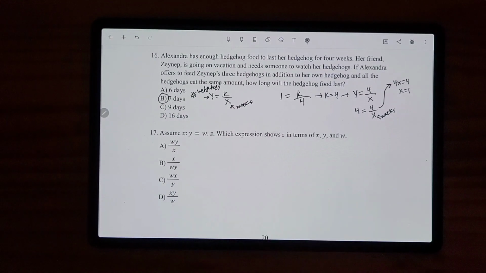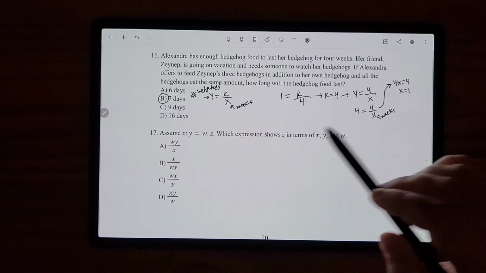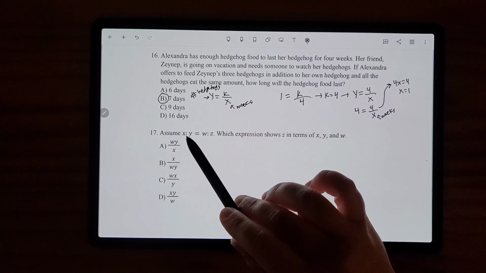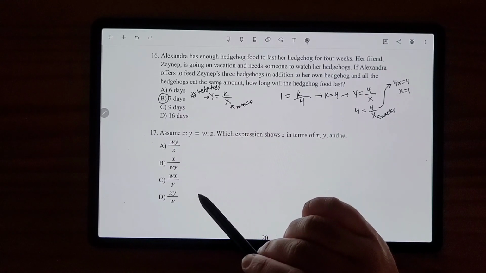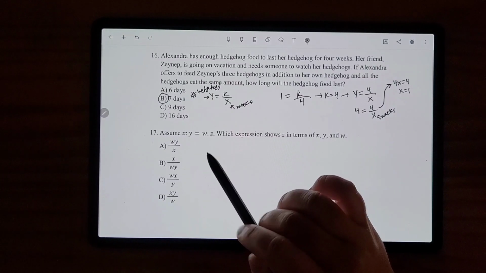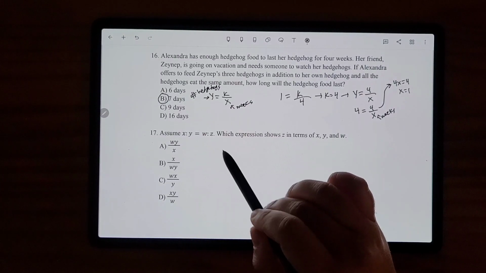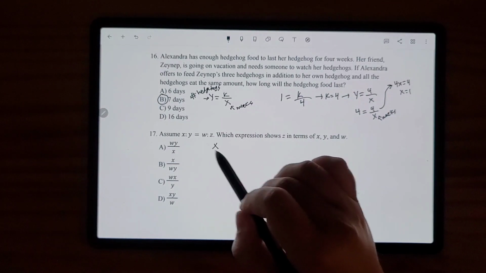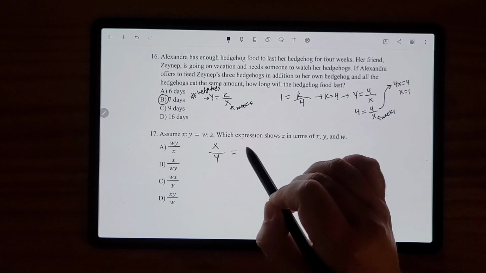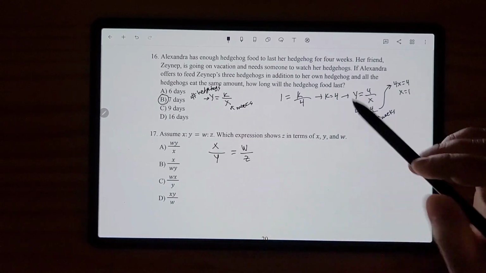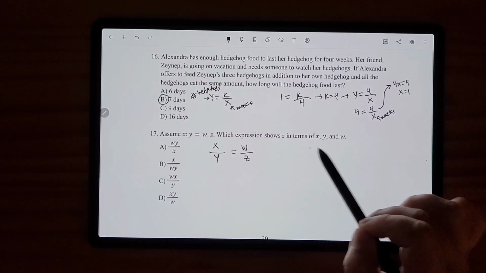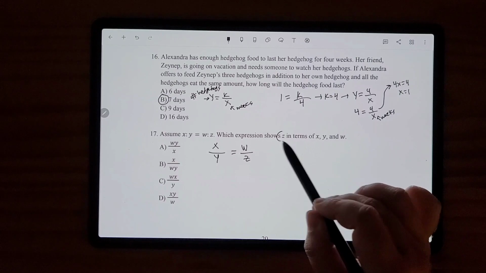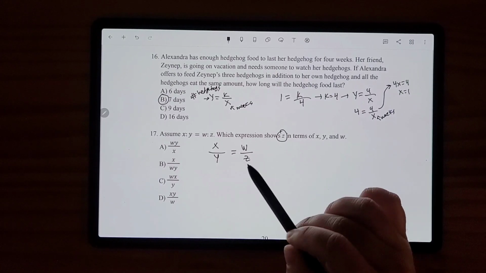Now, the easiest way to think about ratios, especially in this context, is those 2 little dots, the ratio dots, are the same thing as a fraction bar. So I like to just replace the dots with a fraction bar. So this is saying x over y is equal to w over z. And we want to know z in terms of all these other variables. So basically we're solving for what z is.